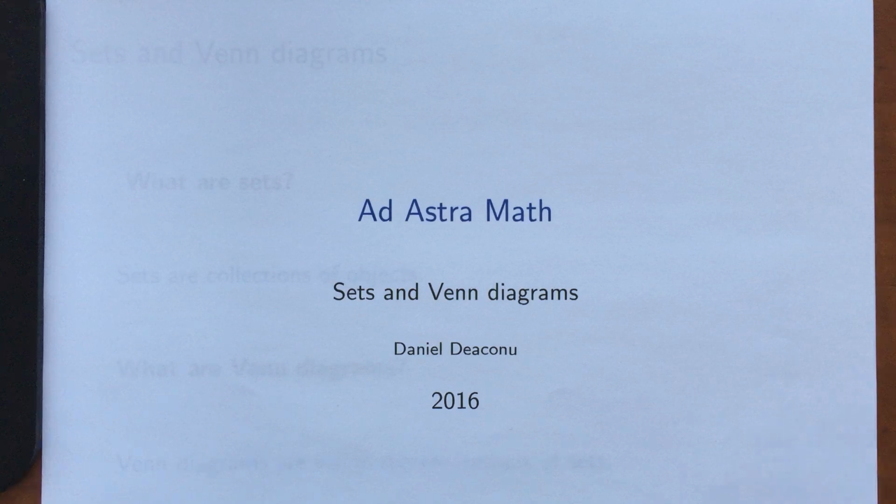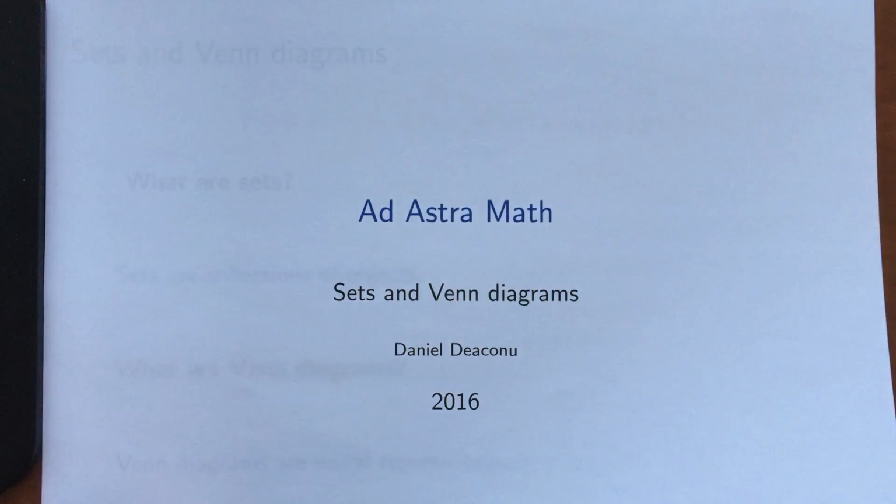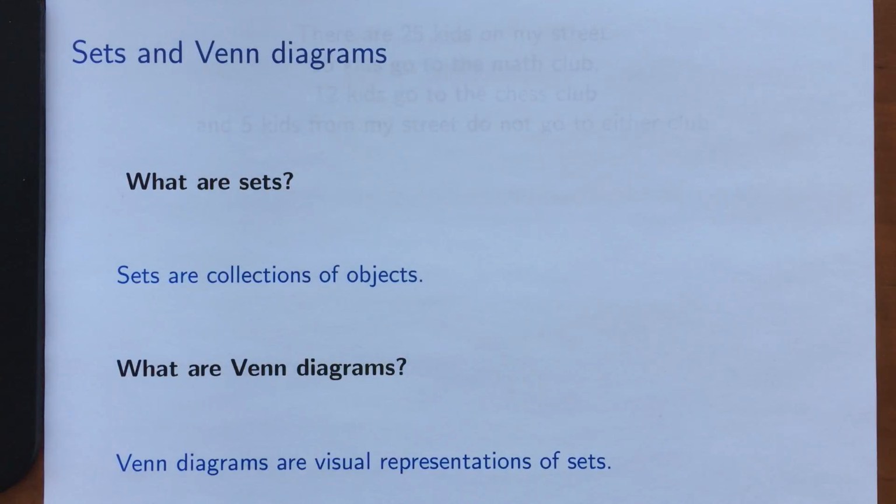In this video, we are going to talk about sets and Venn diagrams, two very important notions for kids to understand in order to be able to solve various math problems. So first of all, what are sets and Venn diagrams? Sets are just collections of objects. And Venn diagrams are just visual representations of sets.